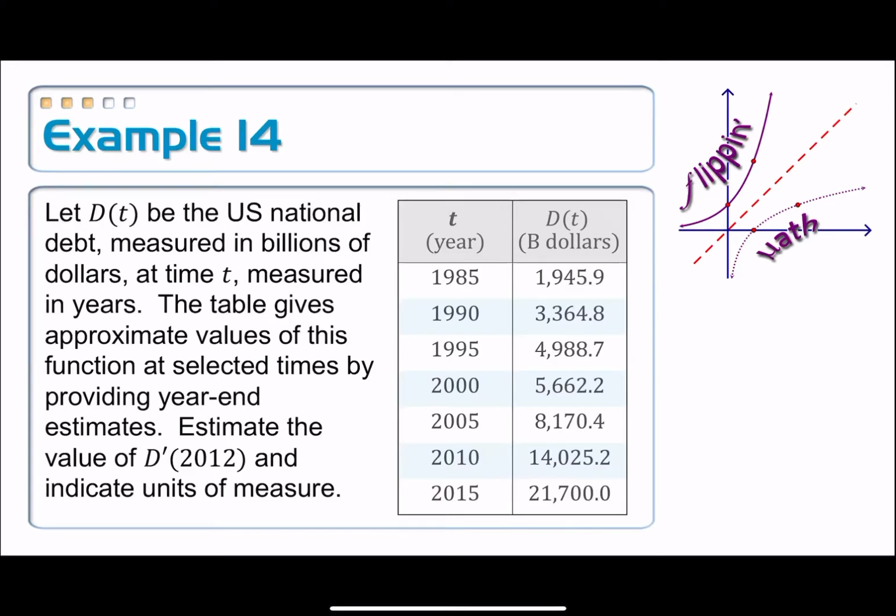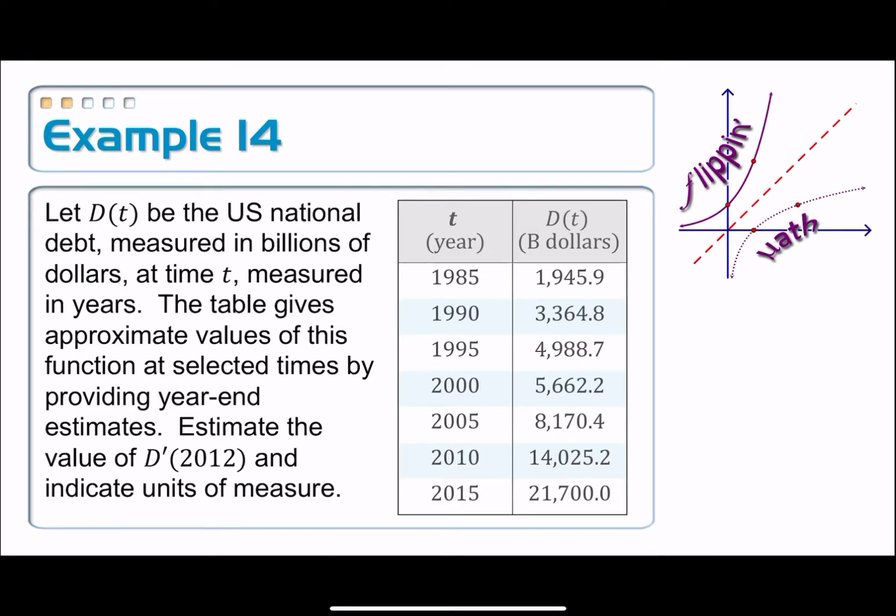For example 14, the final example of this lesson. It's about time. Let D of t be the U.S. national debt measured in billions of dollars at time t measured in years. The table gives approximate values of this function at selected times by providing year-in estimates. Speaking of estimates, estimate the value of D prime of 2012 and indicate units of measure.